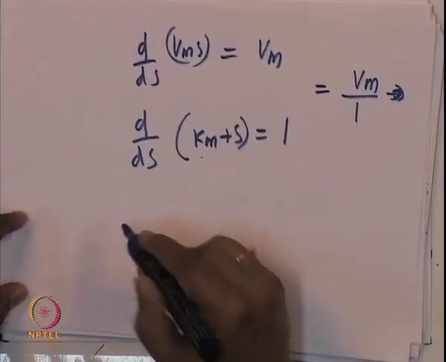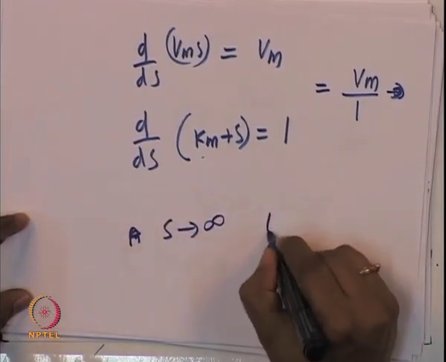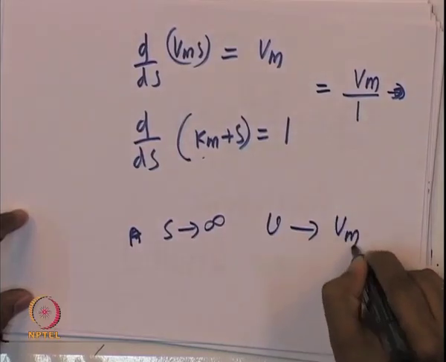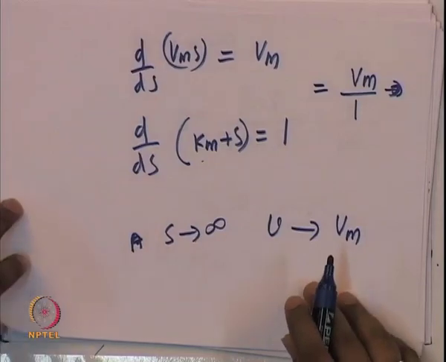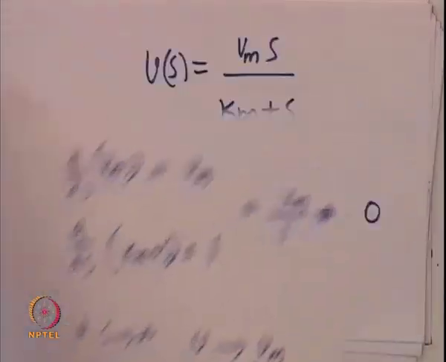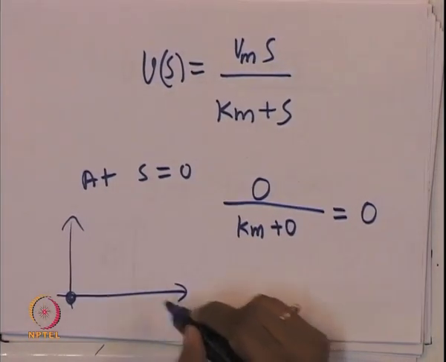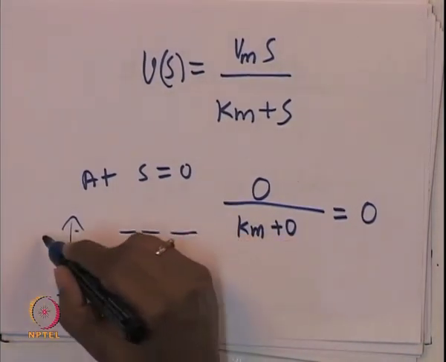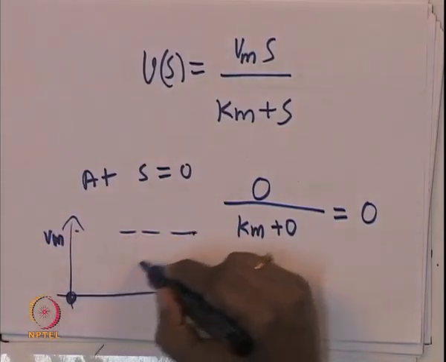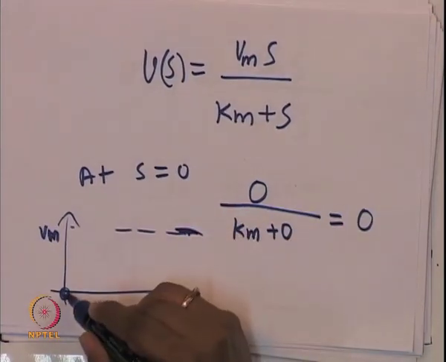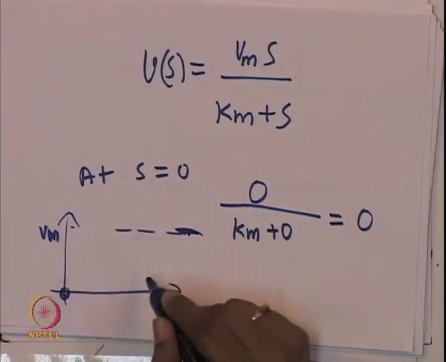So, as s goes to infinity, V of s will go to Vm, the maximum velocity. In the graph that we have to plot, the function starts at 0, and for a large value of s, it has the value Vm. It has to have some curve between these two values, and the only question is whether there is any maxima or minima.